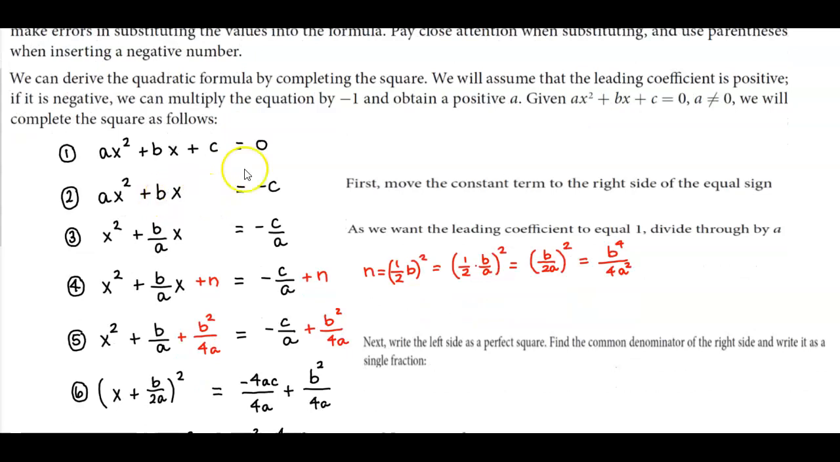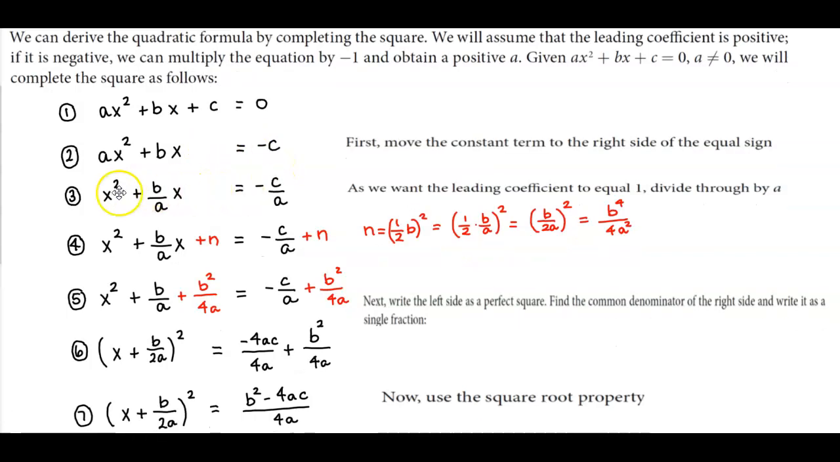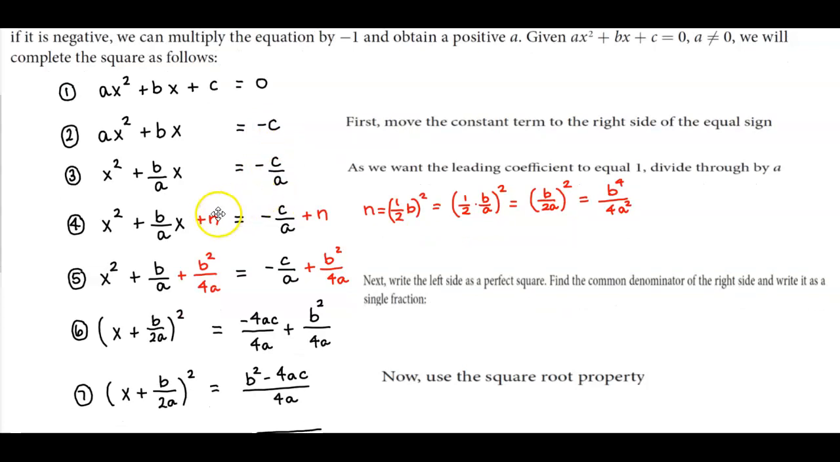We can first move the constant term to the right side of the equal sign, so we get -c. And then we want to make sure that we have a leading coefficient of 1, so we can divide through by a. When we divide through by a, a divided by a gives us x squared, b divided by a is plus b over a x, and -c divided by a is -c over a. And then we're going to add an n to both sides.